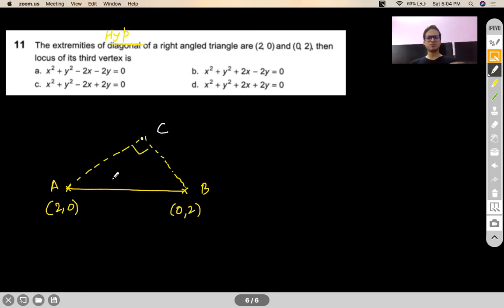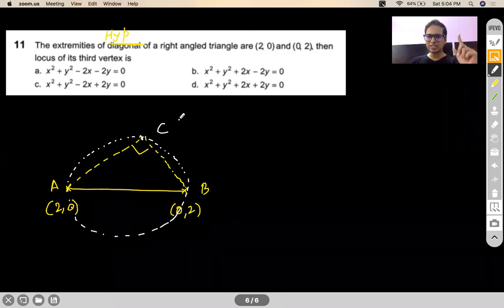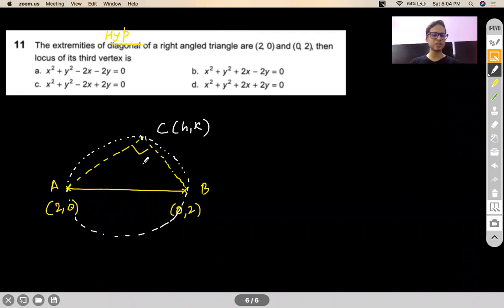I know there could be so many triangles. In fact, C can lie on a circle. By the way, this is a kind of hint that we can use to solve the question. It can lie anywhere on the circle, with A and B as the diameter of it. Anyway, we can solve this otherwise also. Step number one: you always call the point h comma k, right? It's a healthy practice to call the point h comma k.